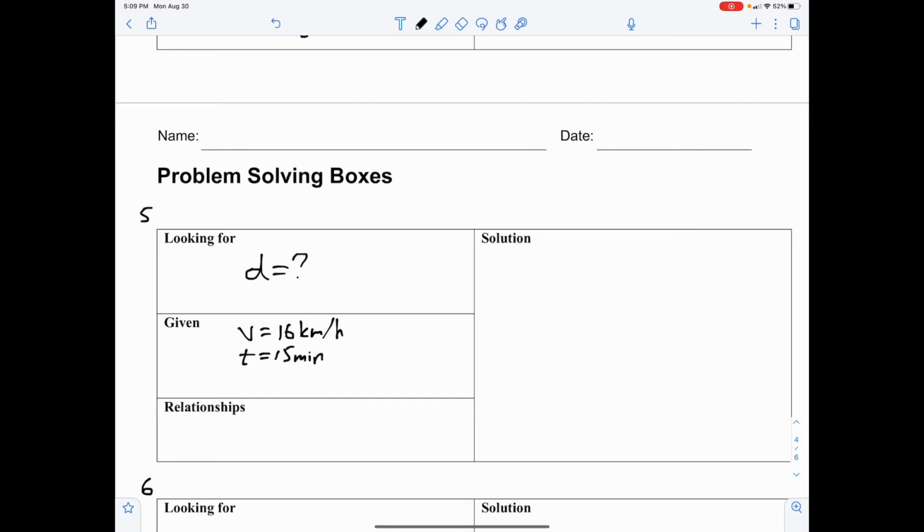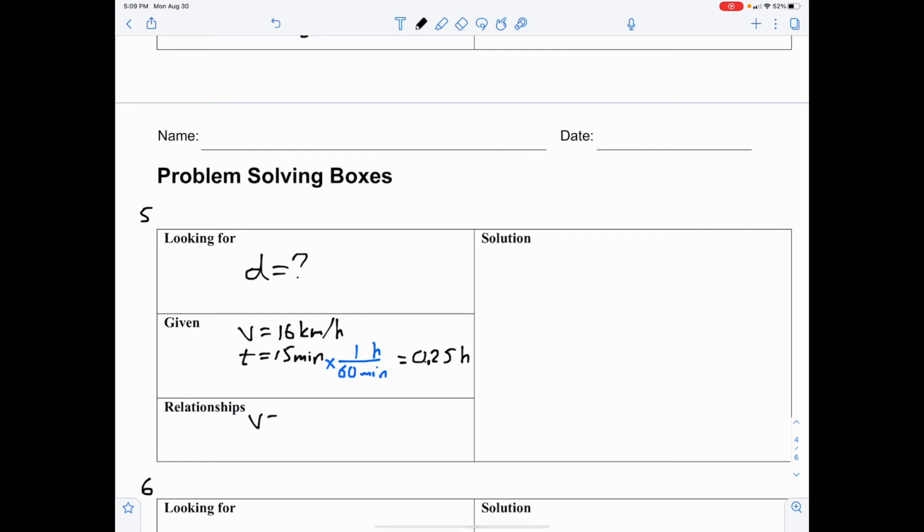Now, what we need to remember to do is change 15 minutes into hours. So I'm going to write minutes down here and hours up here. And of course, there are 60 minutes in 1 hour. And so the math we're doing is actually 15 divided by 60. If we do 15 divided by 60, we get approximately a quarter of an hour, or 0.25 hours.